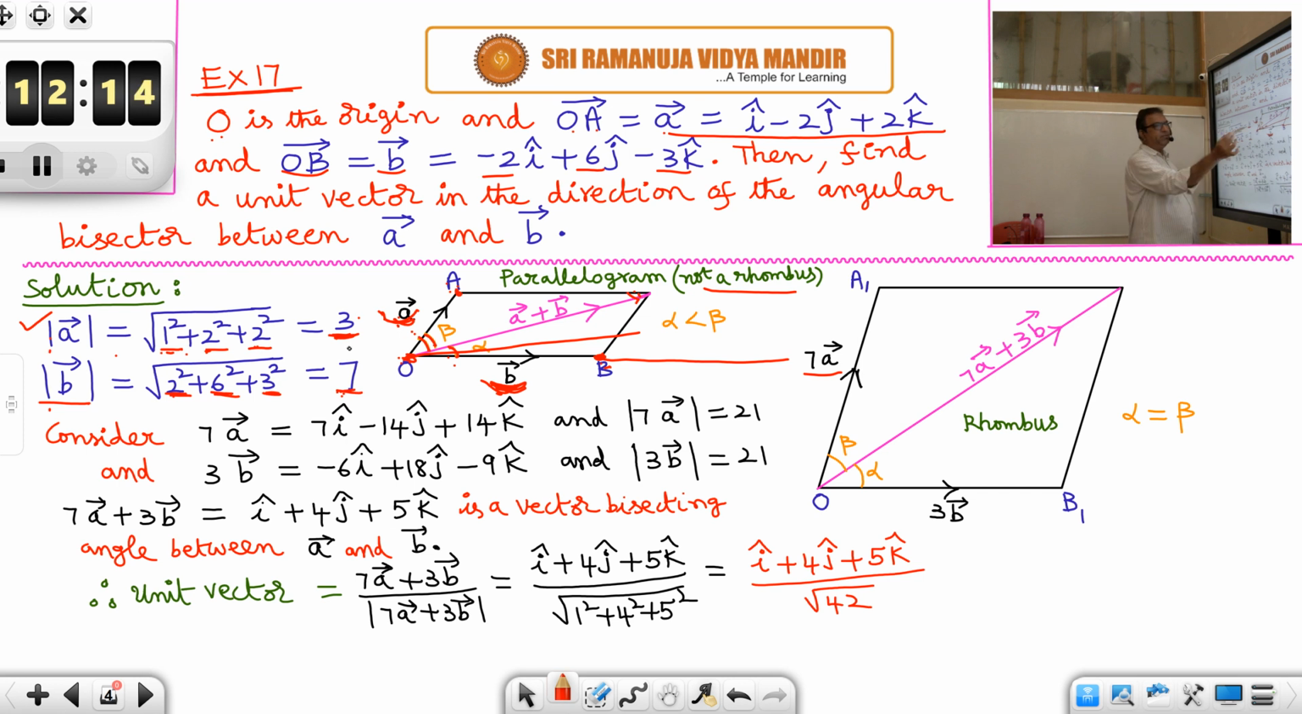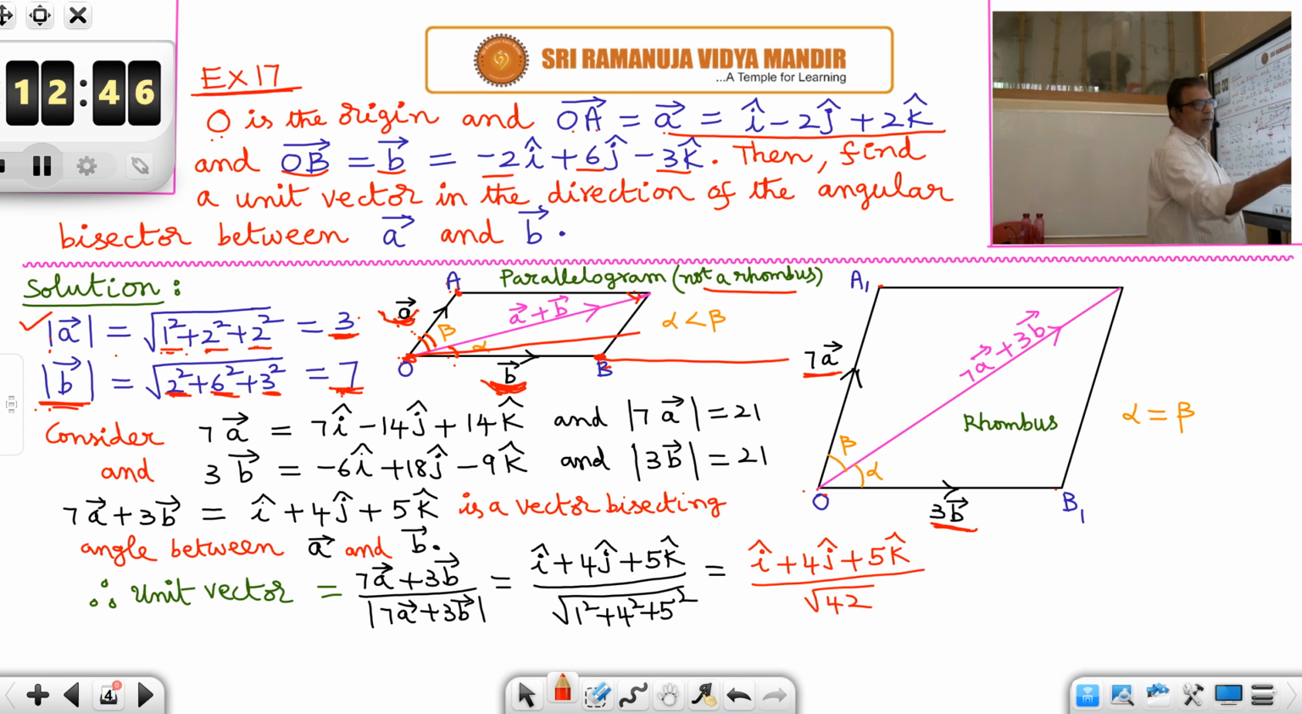If A bar's magnitude is 3, what is the magnitude of 7A bar? 21. B bar's magnitude is only 7. If you consider 3B bar, B bar's magnitude is 7, so 3B bar's magnitude will be 21. Therefore, 7A bar and 3B bar will have equal magnitudes. That means the lengths will be equal. Here OA1 and OB1 in the second diagram will now have two equal lengths.